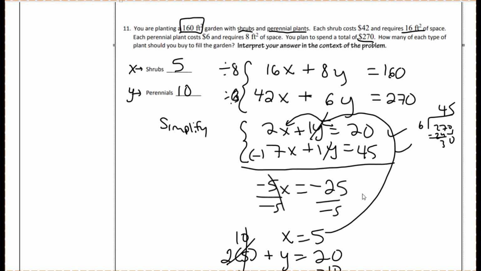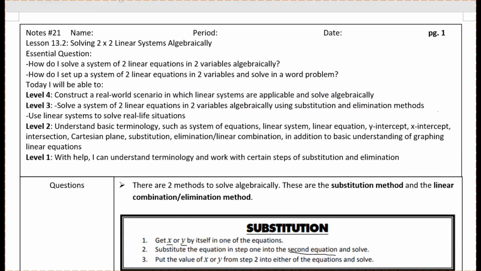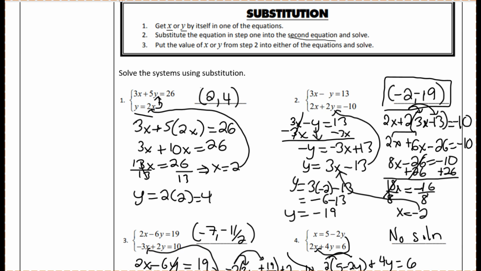All right, and that wraps up solving systems algebraically using the two methods, linear combination or elimination, and substitution. Again, to quickly review, the substitution method is better suited for when you have one of the variables already solved for. It gives you a lot of work if you have to solve for the variable first. So it's better suited for problems where y or x is already solved for, and then you can substitute right away.